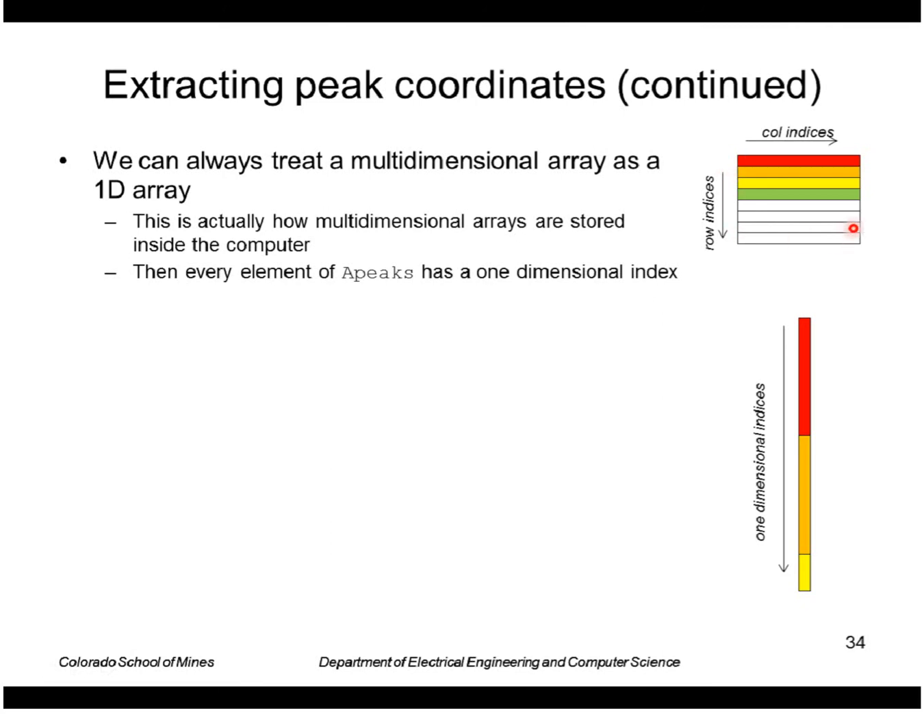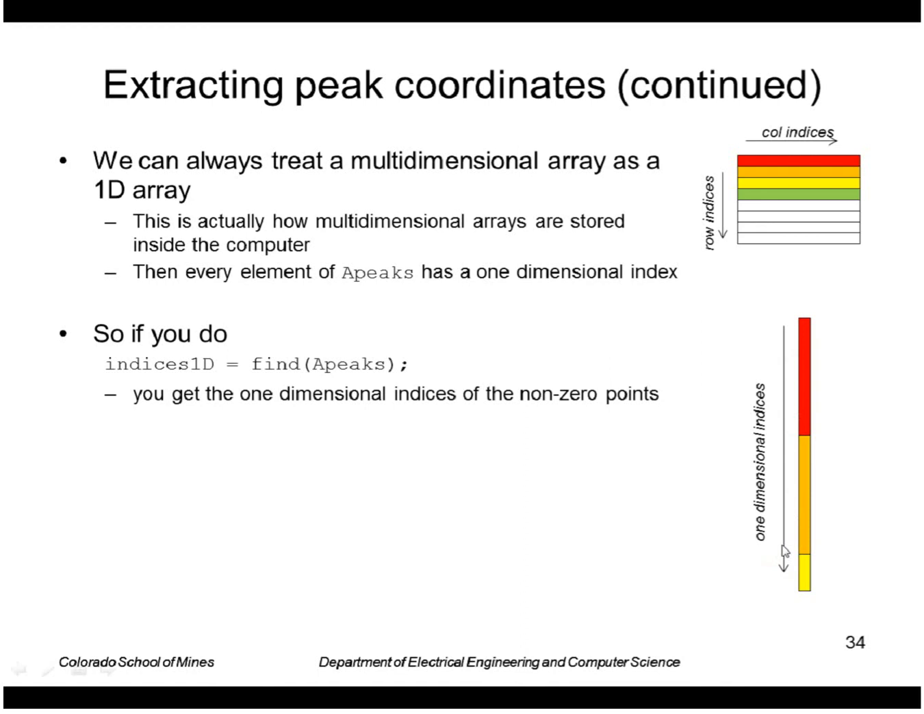So you can think of a two-dimensional array basically as a set of rows like this. Inside the computer, they're just stacked up in order like that. So in the case of three-dimensional, of course, we would have these rows stacked up for the first slice, and then for the second slice, and the third slice. But the point is that the values have a one-dimensional index when you think of the array as being stored like this. So find, if you pass in a multi-dimensional array, it will just return these one-dimensional indices like this.